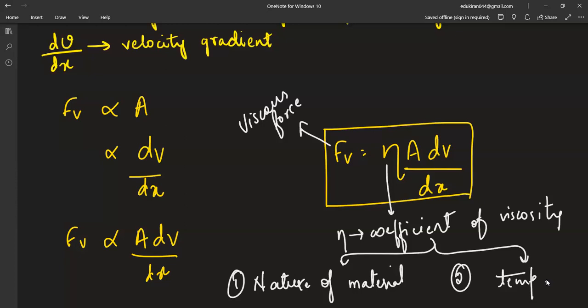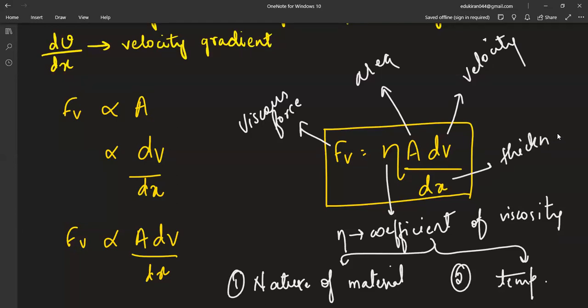Second, it depends upon temperature also. You increase the temperature, viscosity will increase. A is area, dv is velocity, ds is the thickness. And both of them will combine and give you the velocity gradient. This is what you have to remember.